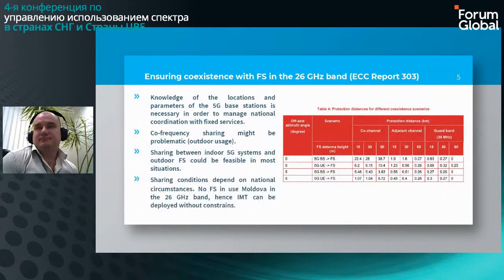Next slide, please. Regarding the coexistence with the fixed service, the studies have shown that co-frequency sharing might be problematic in case of outdoor usage. The required protection distance in case of co-channel usage is several kilometers, up to several tens of kilometers. This is why countries shall decide, depending on their national circumstances and national density of these fixed links, what strategy they will use in order to enable this coexistence. Basically, some countries will have to clear part of the band or the entire band to make the band available for the IMT.